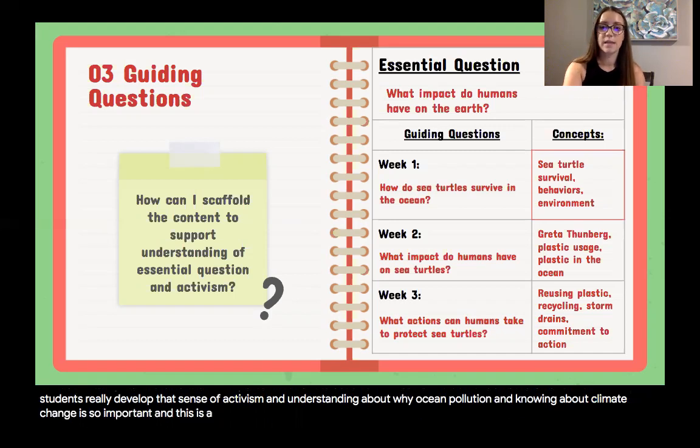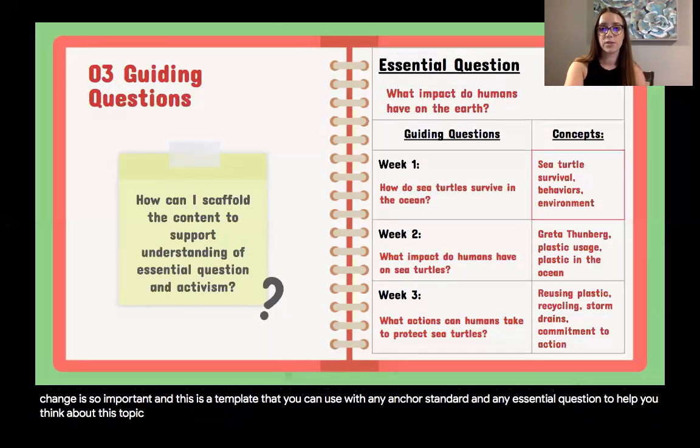And this is a template that you can use with any anchor standard and any essential question to help you think about the topics that your students will need to know along the way.